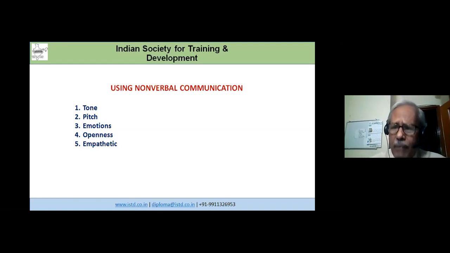But to augment that, there are certain things which are very important. Sometimes a trainer keeps on talking in the same tone, same pitch, particularly in a classroom training. And that becomes very monotonous and very boring. You need to change your tone to break the monotony and change your pitch to break the monotony.